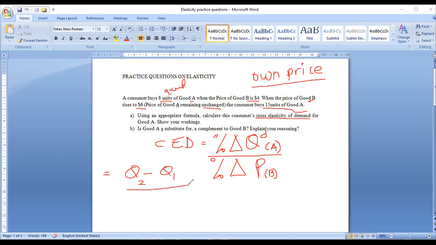So the percentage change in quantity will be Q2 minus Q1 divided by Q1, times 100, because it's a percentage change in the quantity demanded, right? Divided by the percentage change in the price. The percentage change will be P2 minus P1 over P1, times 100.